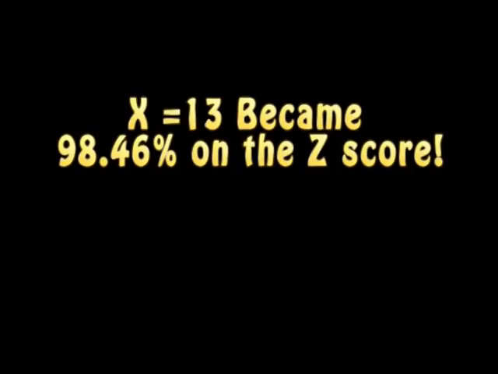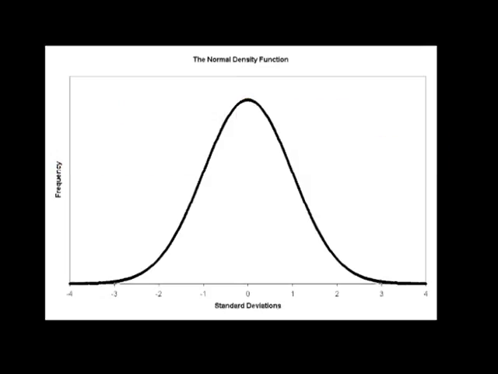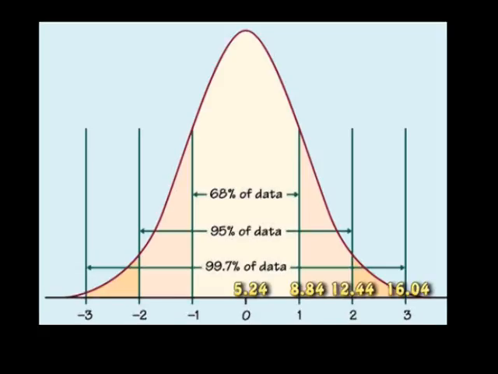Notice that 98.46 came from the x that was 13. 13 was found between the second and third standard deviation markers on the graph. Looking at this chart for the first time, you can see that 2 takes 95% of the data and 3 takes 99.7% of the data. So x, which is 13, should fall between it, which it does at 98.46%.